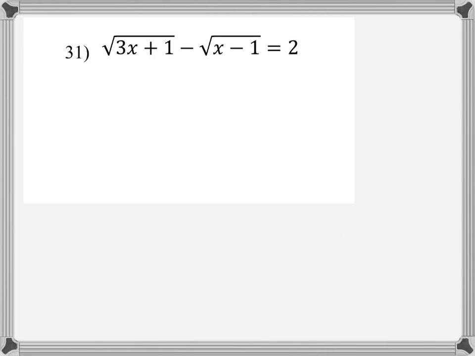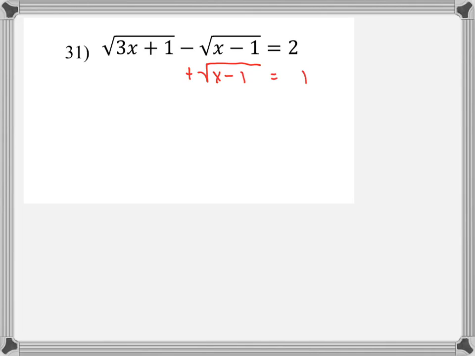Let's look at a slightly harder example. The square root of 3x plus 1 minus the square root of x minus 1 equals 2. So again, we need to start off by isolating a radical. But here we have two radicals, and so we have our choice. We can isolate either one. I'm going to move the second one to the right-hand side.